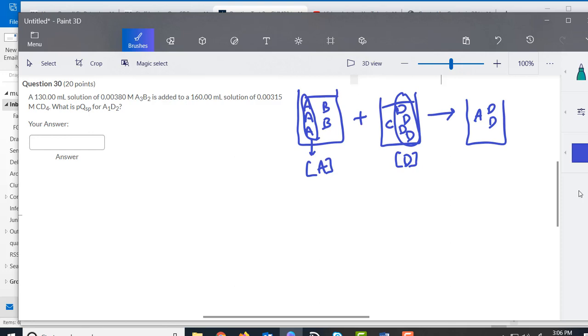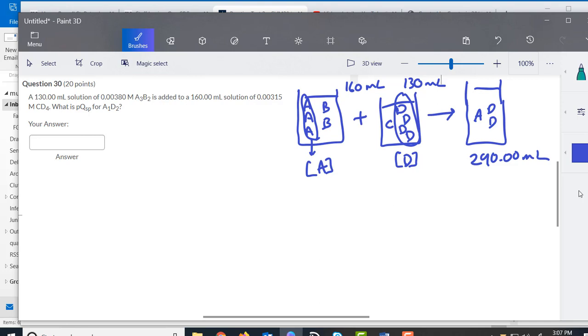We're going to take into account two things. We're going to take into account the fact that each A3B2 creates 3 A's, and each CD4 creates 4 D's. We're also going to take into account what happens when we dilute them, because when we add this solution to this solution, we get a bigger solution over here. See, it's 160 and 130. That's the total solution volume over here. So it's 160 mils, that's 130, and that's 290 over here. Alright, so let's take a look at how we go about doing this.